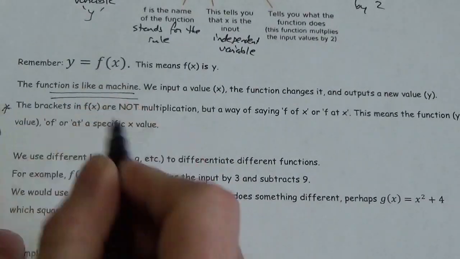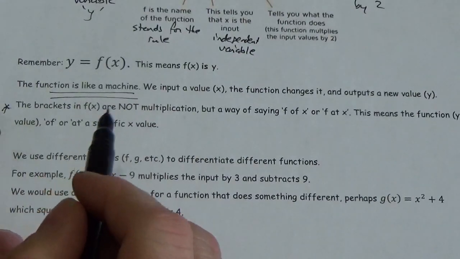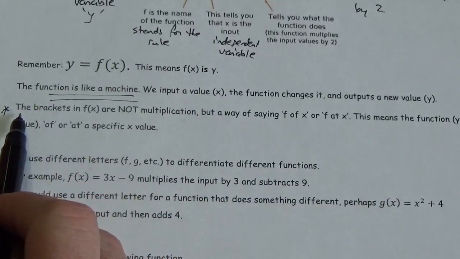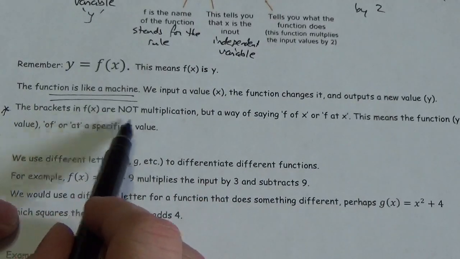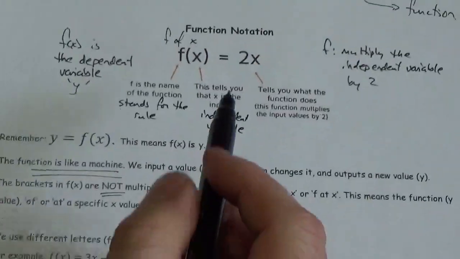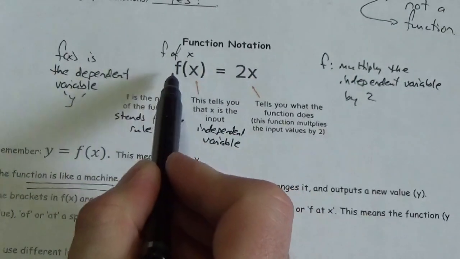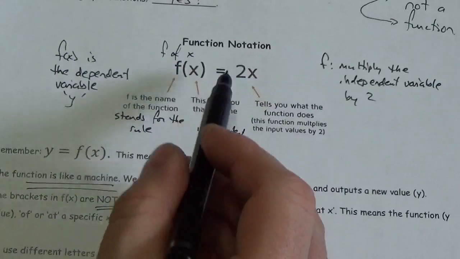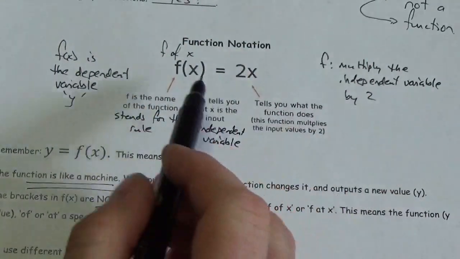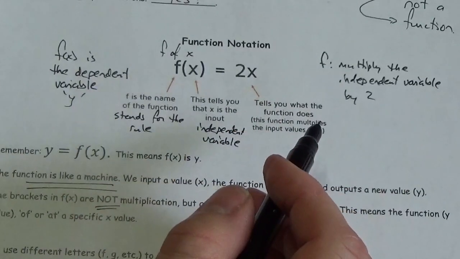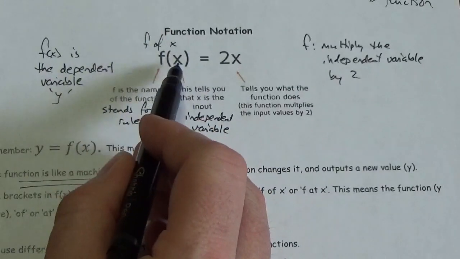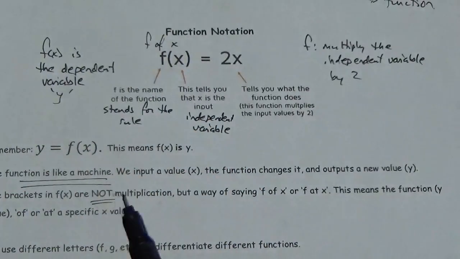So, a little note here, it's an important one. I've watched students who are unclear about function notation make this mistake a lot. The brackets in f of x are not multiplication. They are not multiplication. This is all one symbol, and it takes some getting used to. This is not f multiplied by x. Please don't think of it like that. That's not at all what that means. I know it looks like that, but it's context specific.